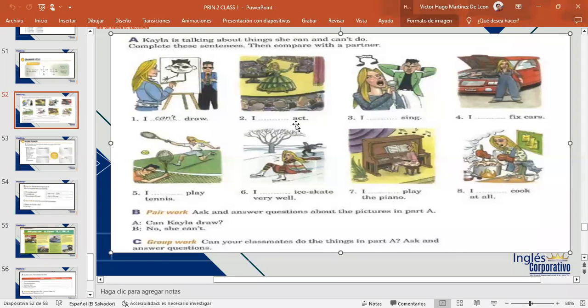Y vamos a descubrir who can act, who can sing, who can fix cars, who can play tennis, who can ice skate, who can play the piano, and who can cook. Ahí vamos a averiguar, okay? First, con Kayla, y luego ustedes. Okay, I'm gonna give you 6 minutes to practice, and let's work on the breakout rooms.